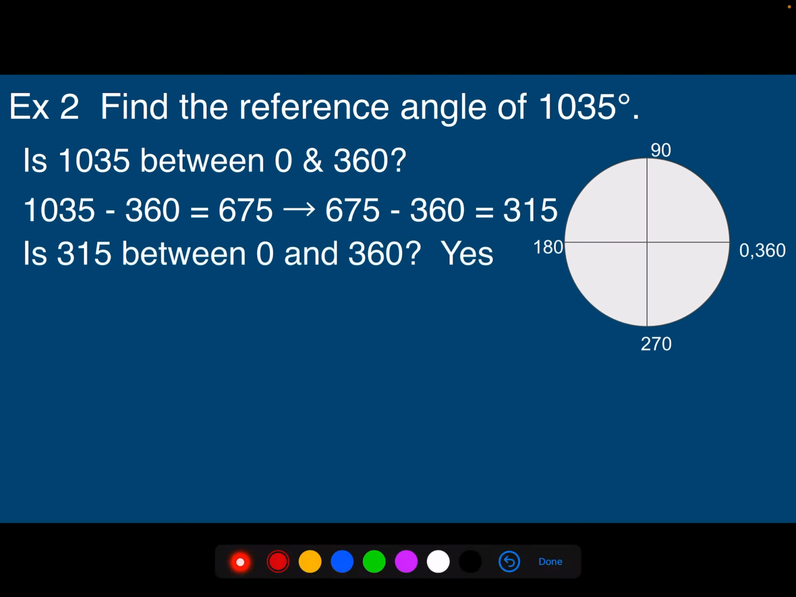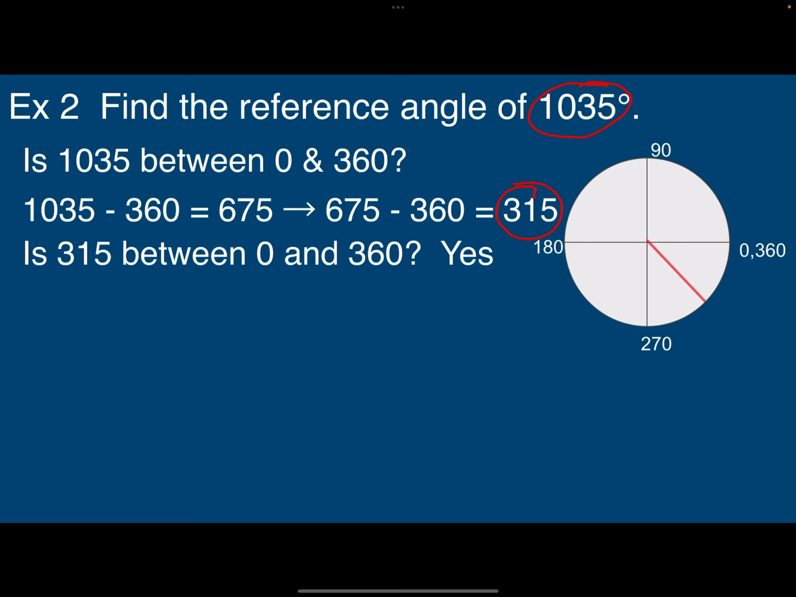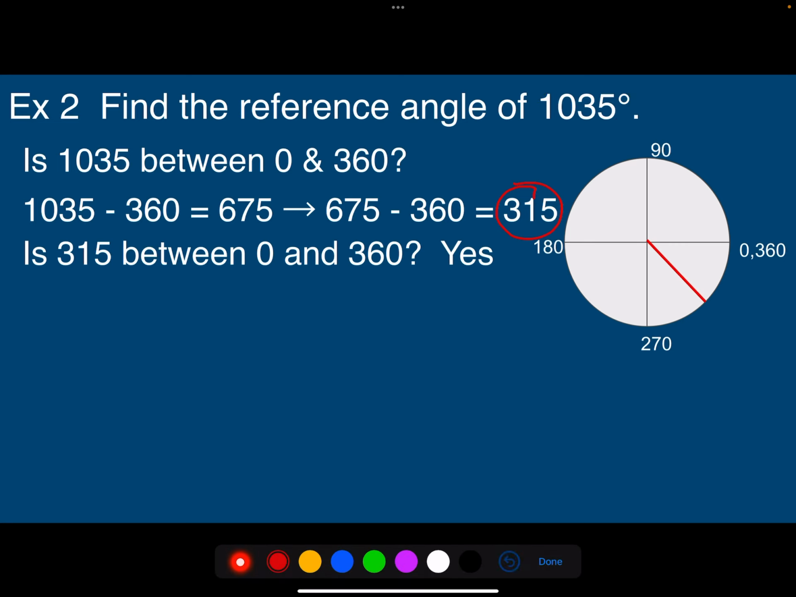Keep in mind, 315 and 1035 are coterminal, so they're at the exact same place. I'm going to ask myself, where is that at? It's greater than 0, greater than 90, greater than 180, greater than 270. So now I know it's going to be in the fourth quadrant.